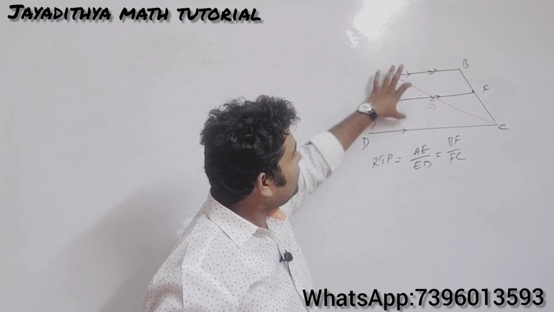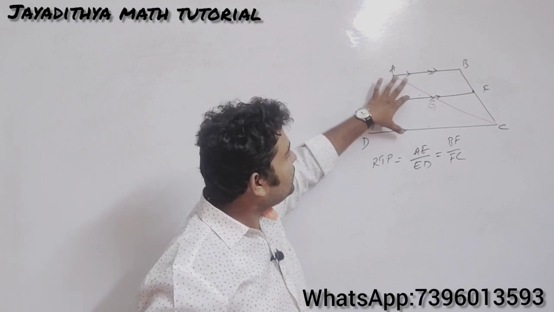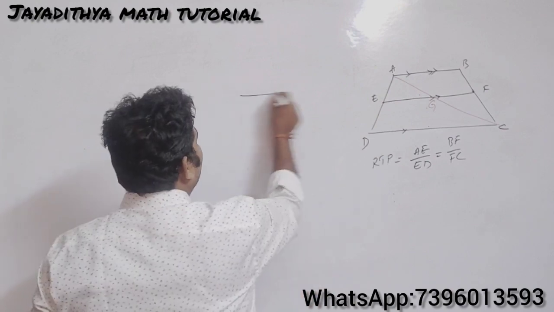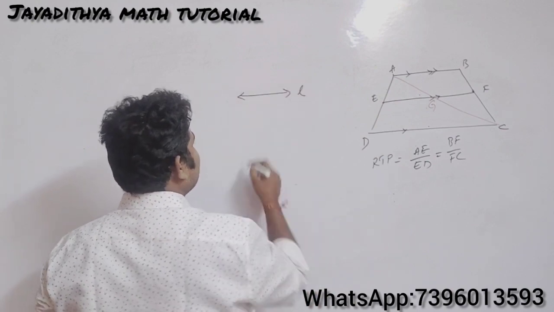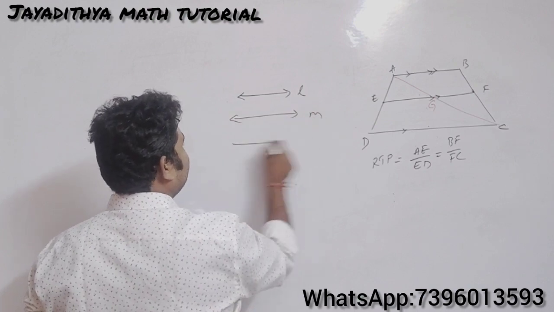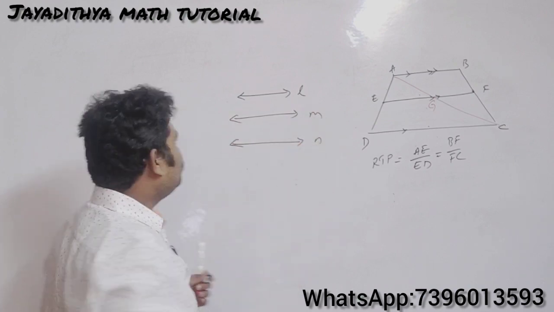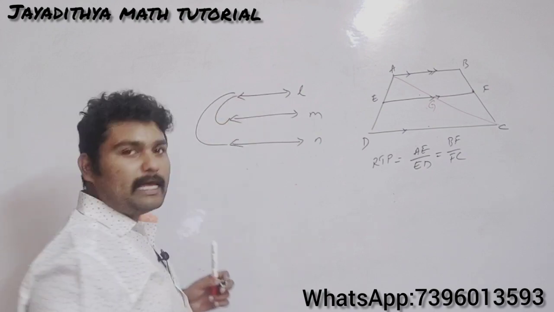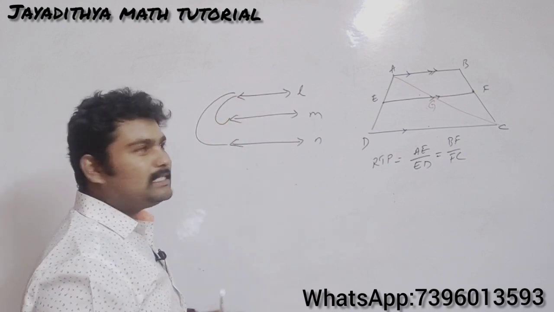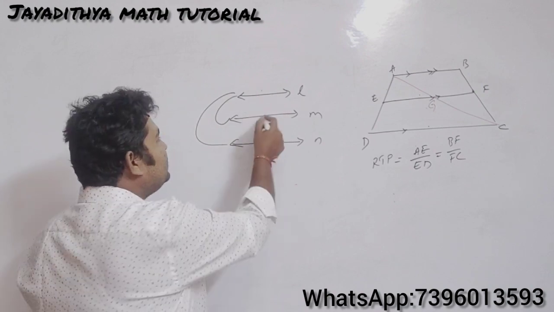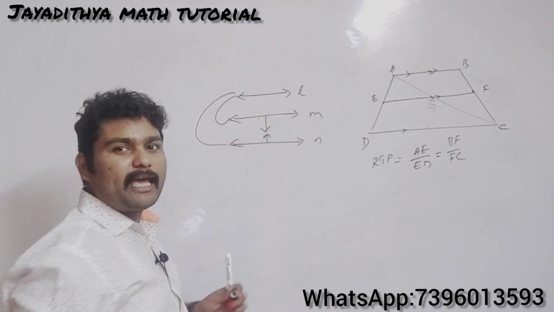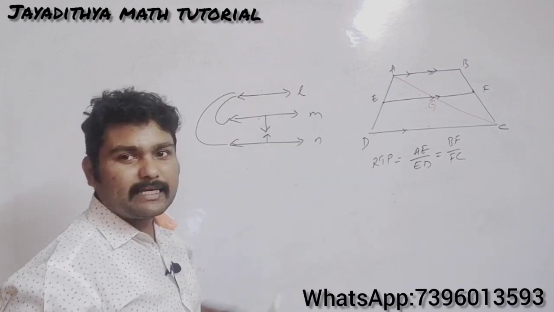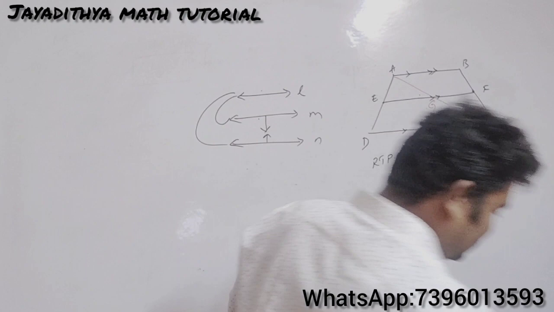If these two lines are parallel and this line is parallel to AB, automatically this line will be parallel to BC as well. Understand carefully. Let us take these lines as L, M, and N. You know that L and M are parallel, and M is also parallel to N, so L must be parallel to N. Clear now? That is the case you will be using here. So be cautious.